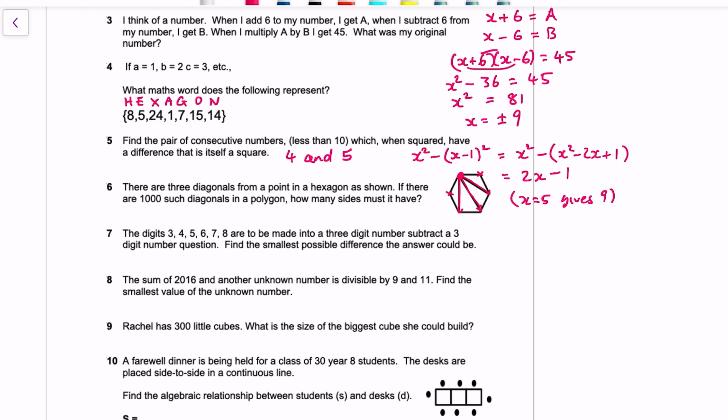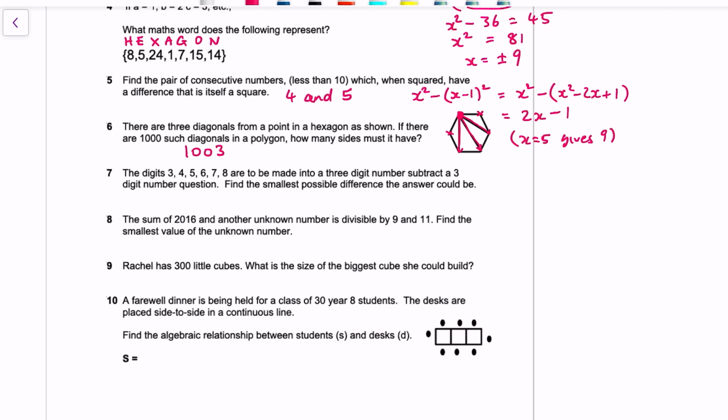some of you put 1,002 as your answer, but it's actually 1,003 sides. Because we've got 3 diagonals, which is 3 less than the sides of the hexagon. You've got to consider the fact that you're coming from one particular point here. We don't fire a diagonal off to that side there or that side there, but we're talking about corners here. We also don't fire a diagonal to the corner that you start from. So it's 3 more sides than diagonals. So 1,003.